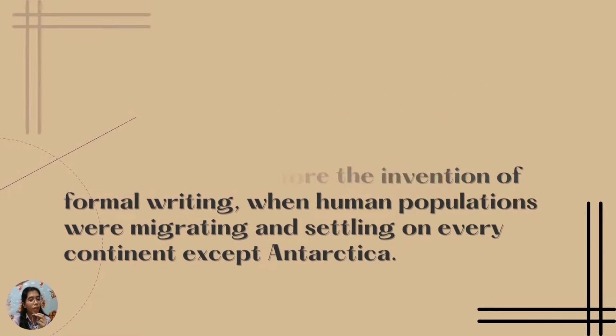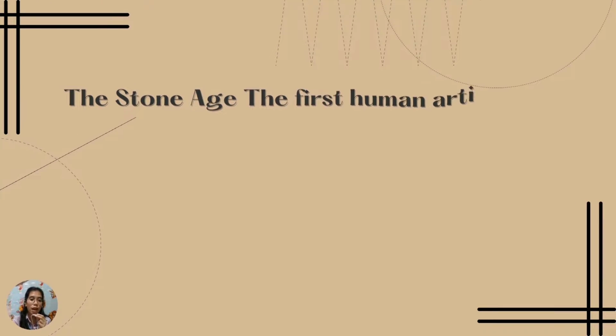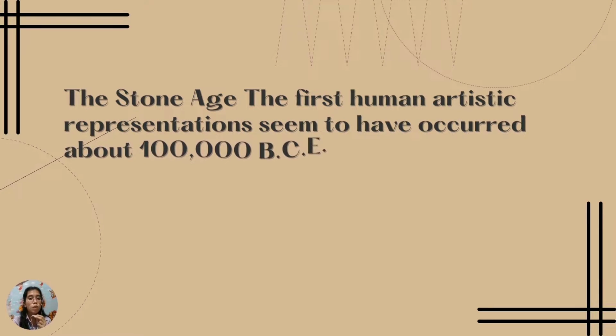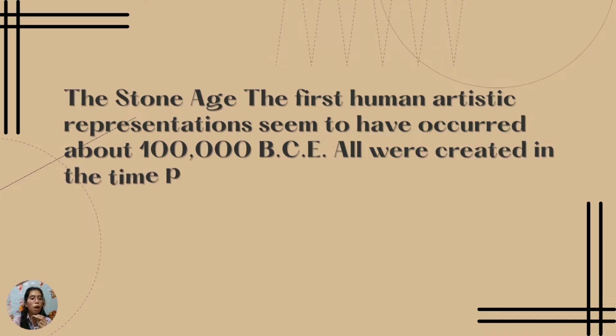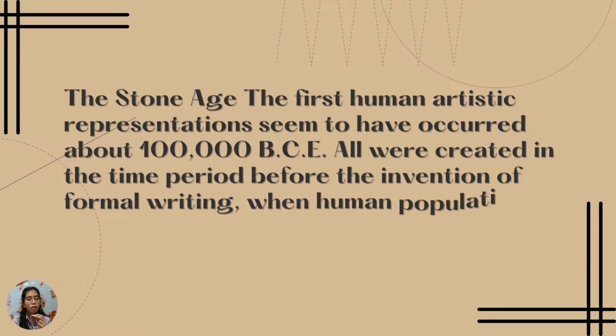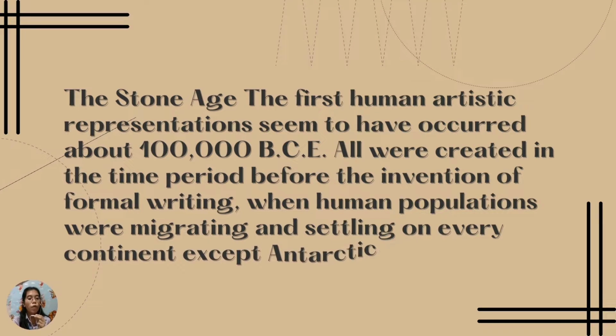The Stone Age, the first human artistic representation seems to have occurred about 100,000 BCE. All were created in the time period before the invention of formal writing, when human populations were migrating and settling on every continent except Antarctica.